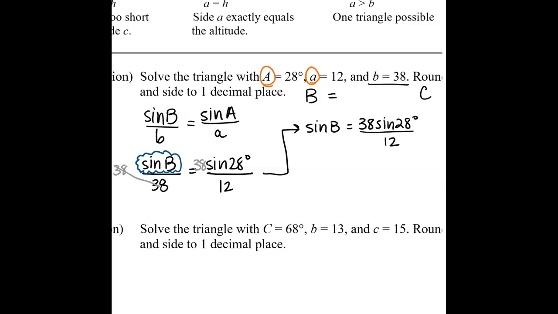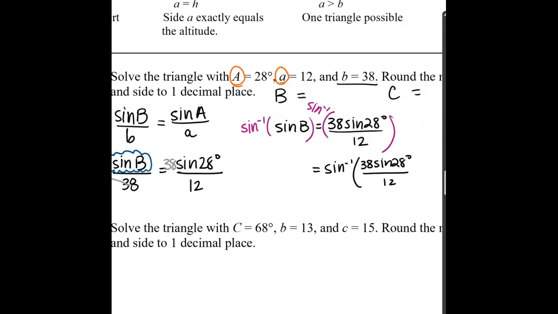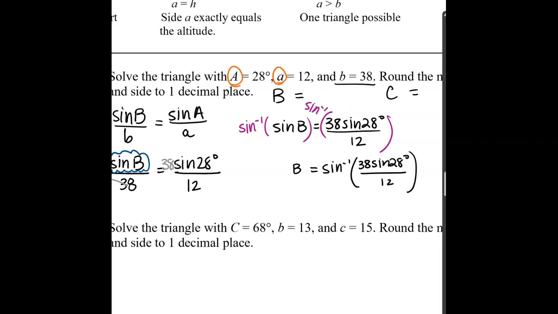Now that we have the sine by itself and isolated, we can come into both sides of this equation and cancel out the sine by using sine inverse. So everything that was on the right side of the equation is now inside of sine inverse. And the only thing we're left with on the left side of the equation is capital B, because the sine inverse and the sine cancel.